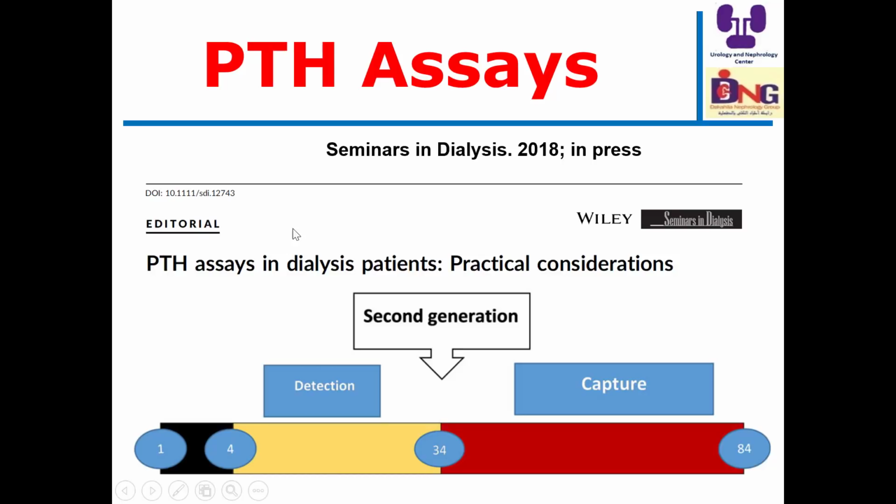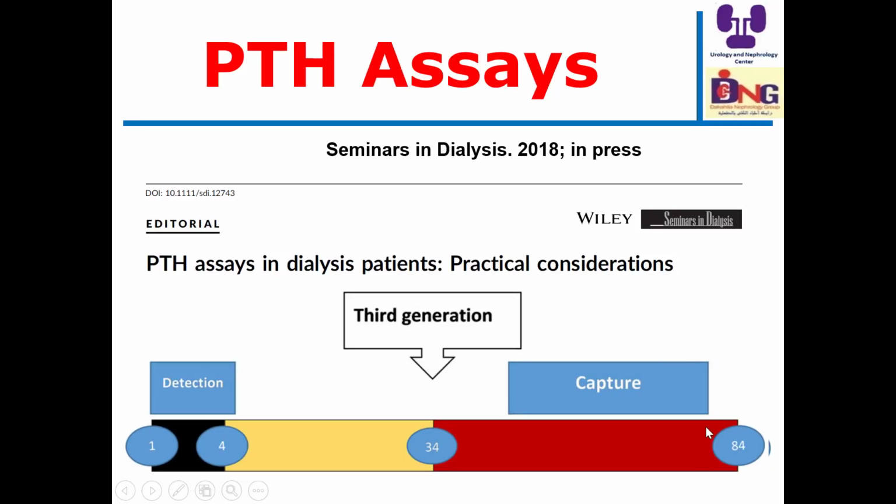So if we measure intact PTH by second generation, and the main composition is 7 to 84, and we treat this case with phosphate binders and calcium mimetic, in this scenario, this may precipitate a dynamic bone disease. So we should know that second generation assays detect intact molecule and C-terminal 7 to 84. Third generation assays only detect the full molecule from 1 to 84.